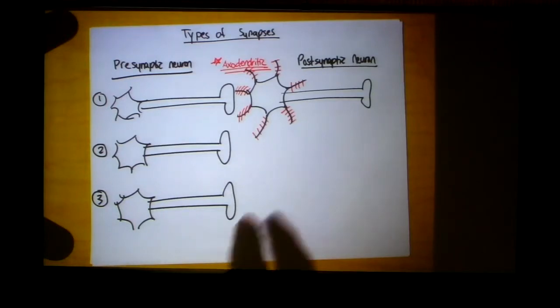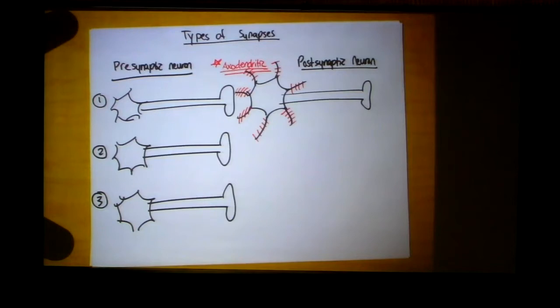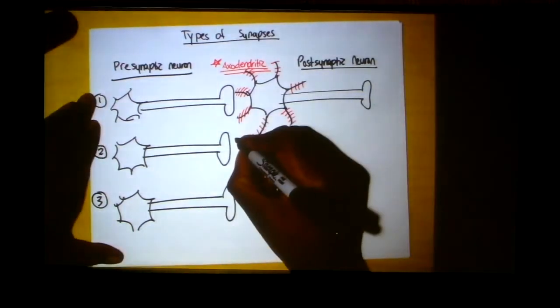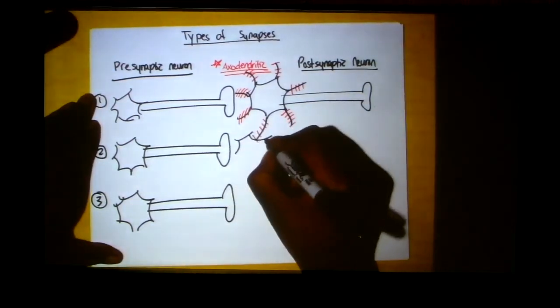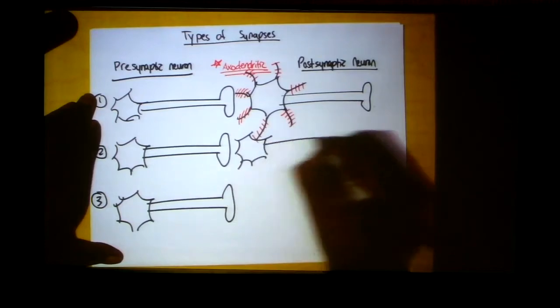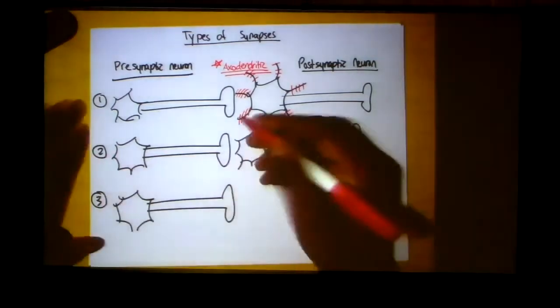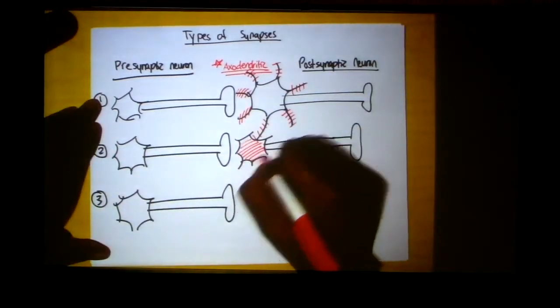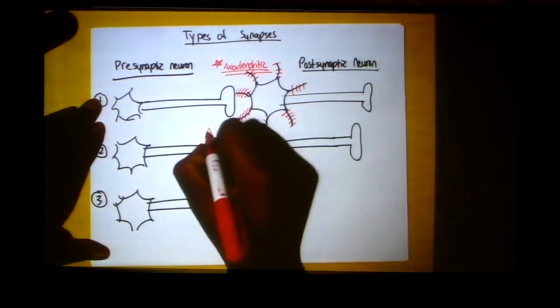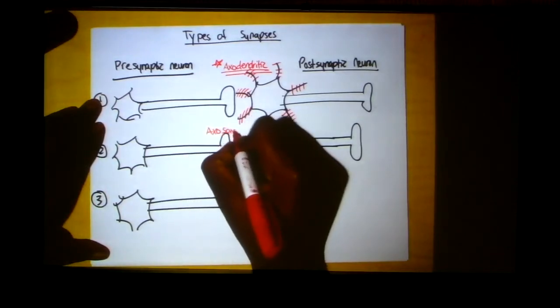Now, the second option to synapse for the terminal bouton is on the soma directly. So we have the soma here of a second neuron. And this is called the axosomatic synapse, the axosomatic synapse.